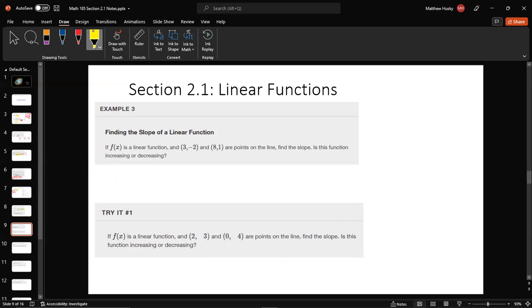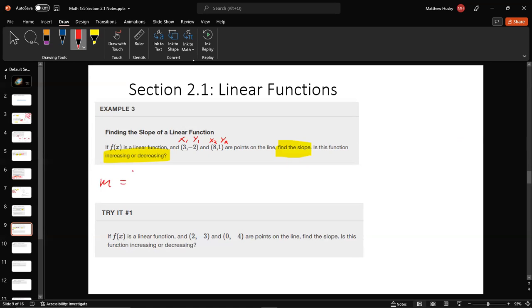All right, so f of x is a linear function. It has (3, -2) and (8, 1). Those are points on the line. Find the slope. And then they also ask us, is it increasing or decreasing? So let's find the slope first, and then we can decide based on our answer. 3 is going to be x1, -2 is y1, x2 is 8, y2 is 1. I think it's worthwhile to jot this down, get all my ducks in a row so I know which numbers are which.